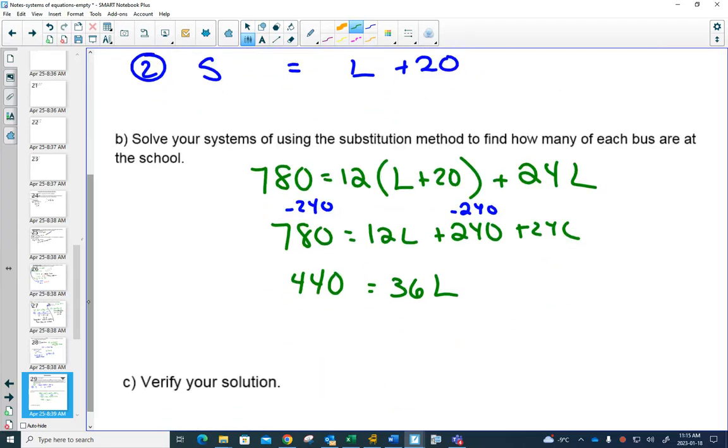$440. Divide by 36 on both sides. And what does that come out to? 11. 11? I don't... 440 divide by 36.